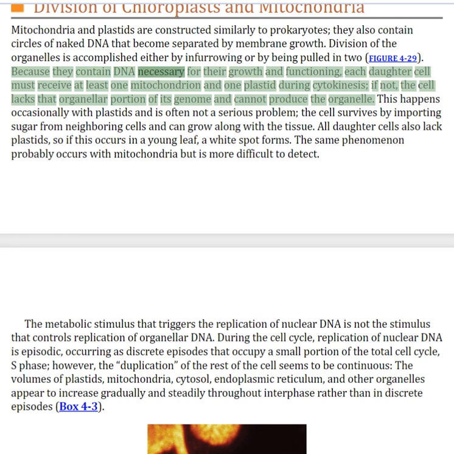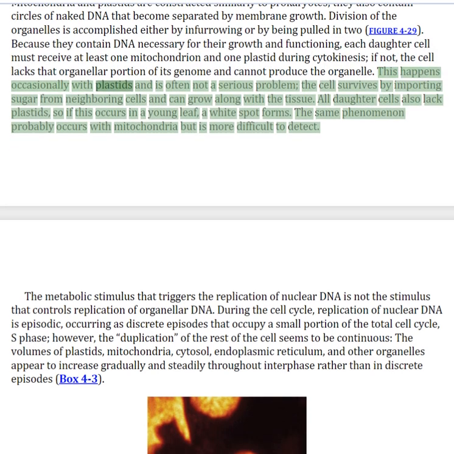Because they contain DNA necessary for their growth and functioning, each daughter cell must receive at least one mitochondrion and one plastid during cytokinesis. If not, the cell lacks that organellar portion of its genome and cannot produce the organelle. This happens occasionally with plastids and is often not a serious problem. The cell survives by importing sugar from neighboring cells and can grow along with the tissue. All daughter cells also lack plastids, so if this occurs in a young leaf, a white spot forms. The same phenomenon probably occurs with mitochondria but is more difficult to detect.